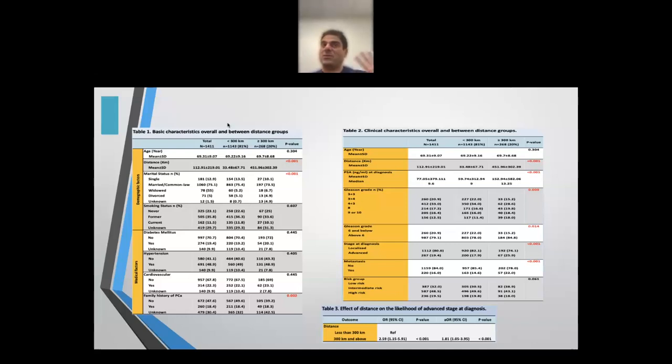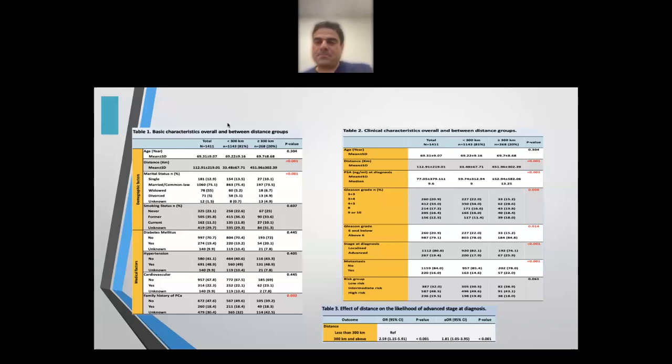This is not even metastatic. Now, what about metastatic? 22% are metastatic on presentation in the regional patients versus 14.6% in the local group. So this is already a very significant finding. And if you look at the likelihood of advanced stage at diagnosis, you're talking about an odds ratio of 1.8 if you are in the region compared to Thunder Bay.